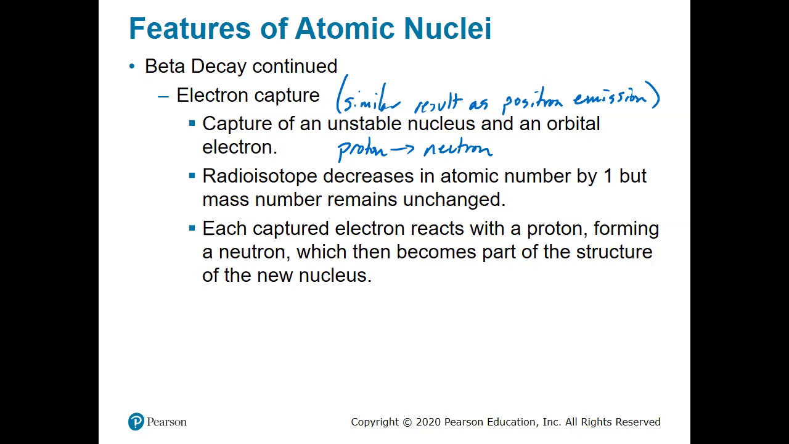So electron capture isn't nearly as common, but it does happen. And when it does, we see pretty much the same effects that we do with positron emission. Proton turns into a neutron. We change the balance of the nucleus and make it more stable.